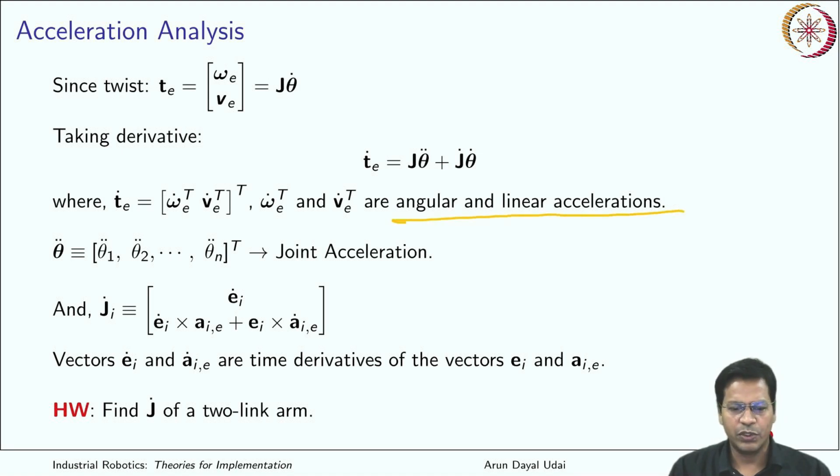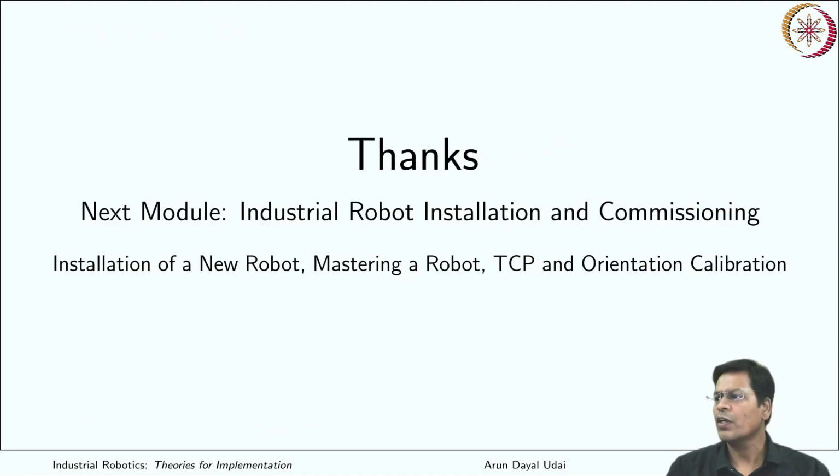Now you can use this expression again on the 2 degree of freedom arm, and you can calculate the twist rates, that is, the linear and angular accelerations. Okay, that's all. Thanks a lot.